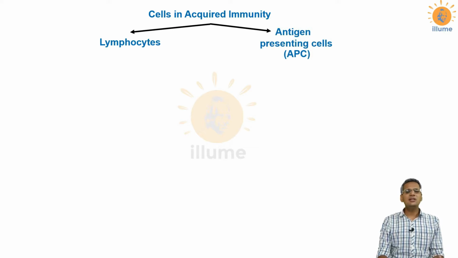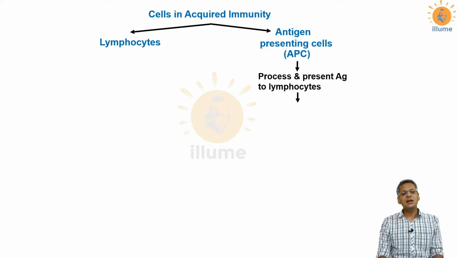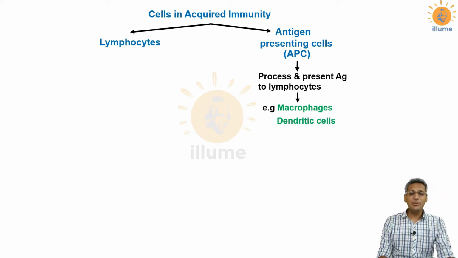Now what antigen presenting cells do is recognize the antigen, process it, and then present those antigens to lymphocytes so that lymphocytes can act over them. Basically, there are two types of APCs: macrophages and dendritic cells.